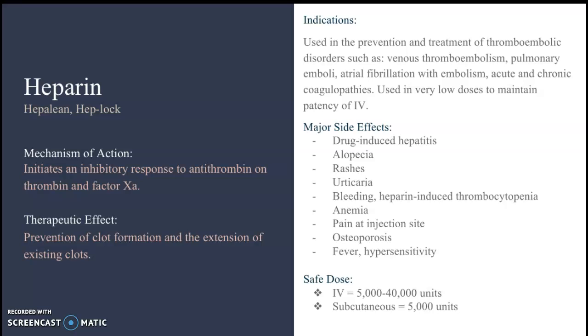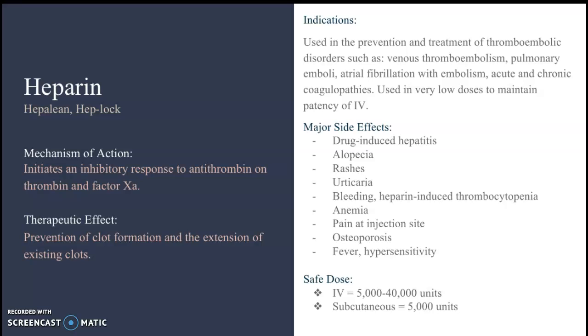Heparin works by initiating an inhibitory response to antithrombin on thrombin and factor XA, thereby preventing clot formation and/or the extension of existing clots. Heparin is used in the prevention and treatment of thromboembolic disorders such as venous thromboembolism, pulmonary emboli, AFib, and/or acute and chronic coagulopathies.